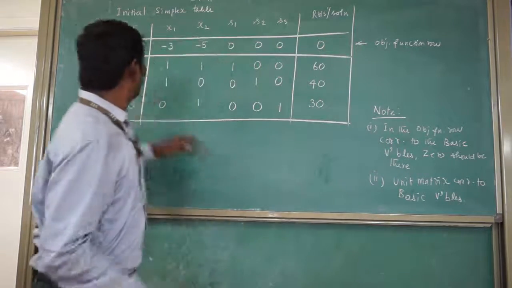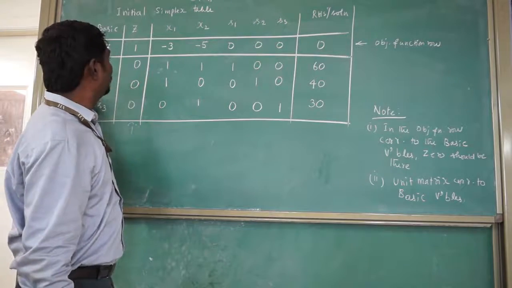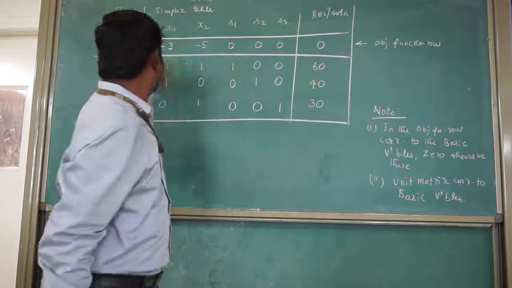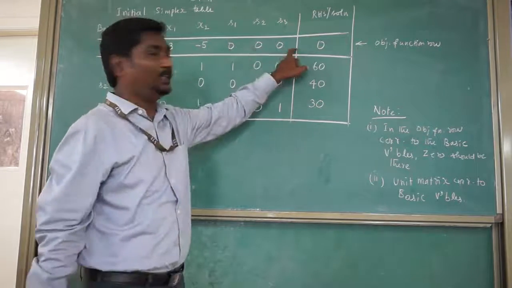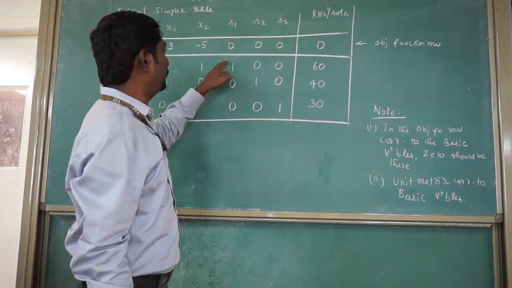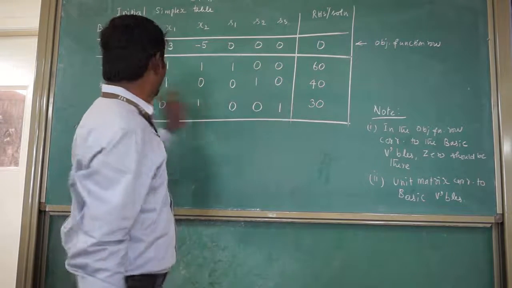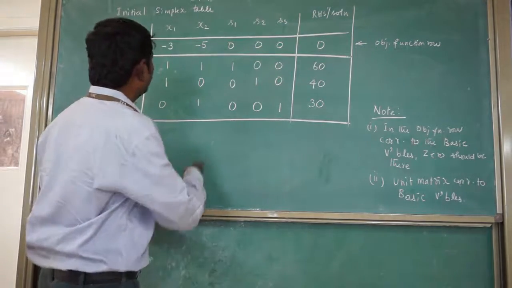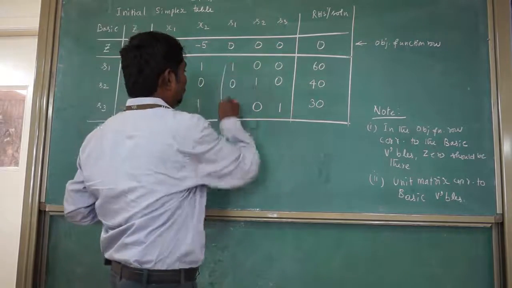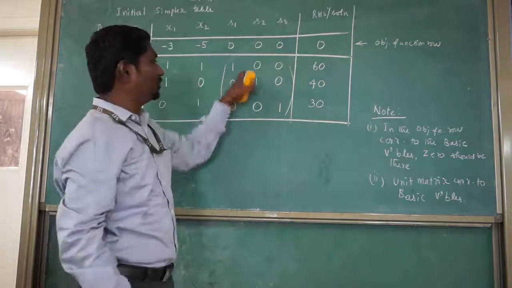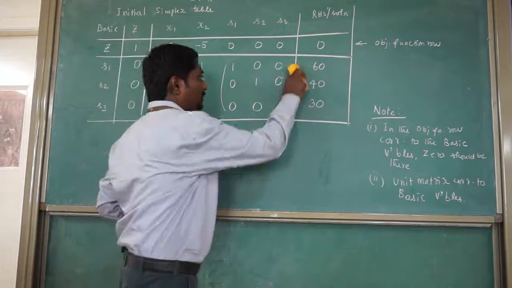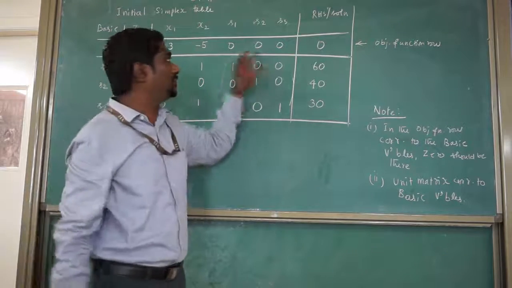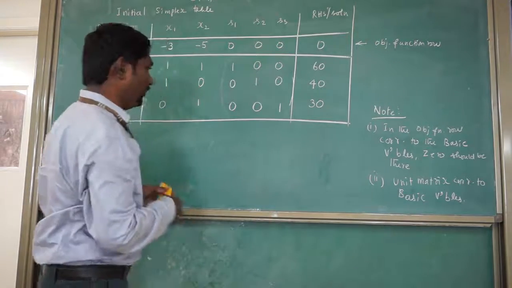I'll show you now. Your basic variables are s1, s2 and s3. Corresponding to s1, s2, s3 we have 0, 0, 0 in the objective function row. And you should have a unit matrix in the initial simplex table corresponding to the basic variables s1, s2 and s3: 1, 0, 0, 0, 1, 0, 0, 0, 1. So these checks have to be done. After making sure that you have the unit matrix and zeros in the objective function row, we will go to the problem.